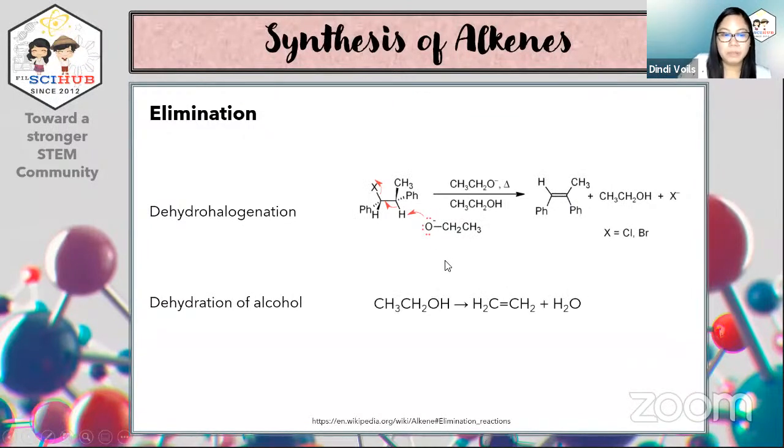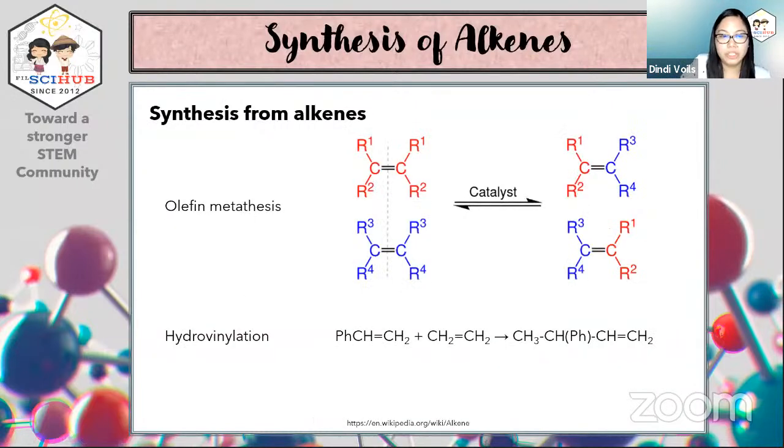Another example of an elimination reaction that can form alkenes is the dehydration of alcohol. Alcohol has the hydroxide group, and by eliminating that, you form an alkene. We can also synthesize from other alkenes. This is called olefin metathesis, where in the presence of a catalyst, as you can see, you just substitute the attachments to each alkene. Kumbaga nagpapalitan lang sila. And then, of course, we have the hydrovinylation, again a reaction between two alkenes.